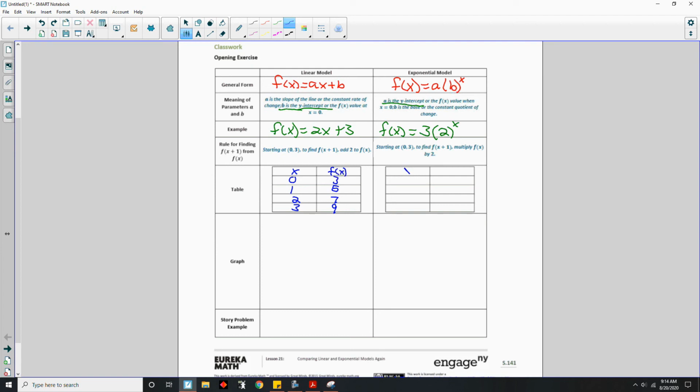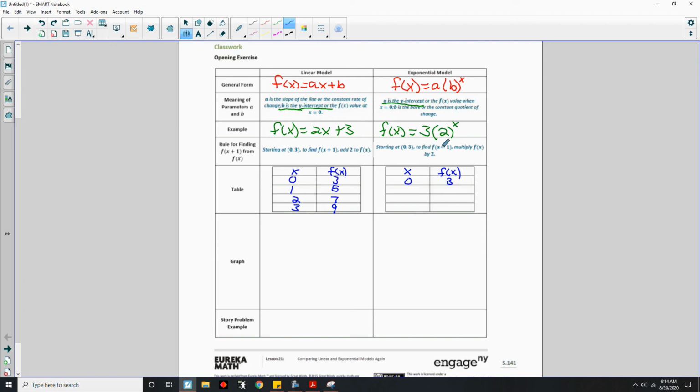Now doing the same over here, if I have an x and if I have an f of x, then we're going to start at the point 0, 3 again. 2 to the 0 is 1. Don't forget that. Anything to the 0 power is 1. 3 times 1 is 3.